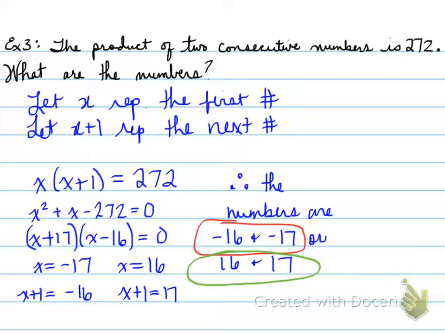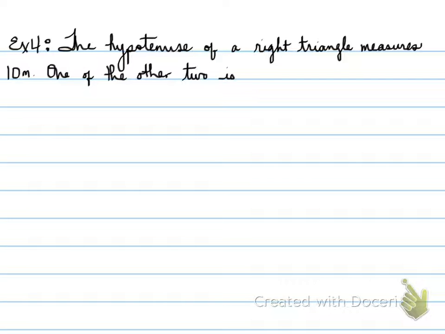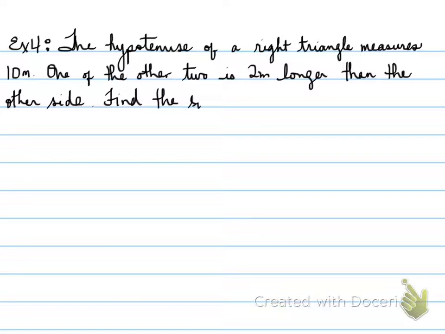All right, next item on the agenda. Let's look at another word problem that doesn't have the equation given to us. Example number 4: the hypotenuse of a right triangle measures 10 meters. One of the other two sides is 2 meters longer than the other side. Find the side lengths.